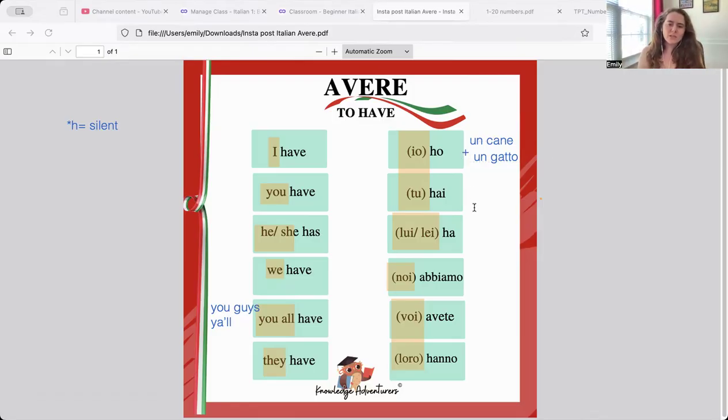Our next one is he or she, which they both use the same verb, so that's why they're on that same line. But of course, you can make two different sentences out of that. So lui ha, he has, or lei ha, she has. Ha sounding like an A, just like in sleigh, A. And then I add in dog or cat. So let's say he has a dog. Lui ha un cane. She has a cat. Lei ha un gatto.